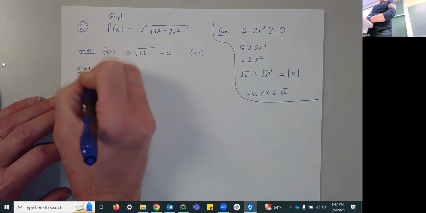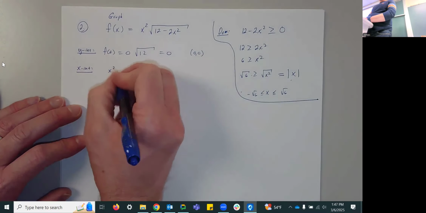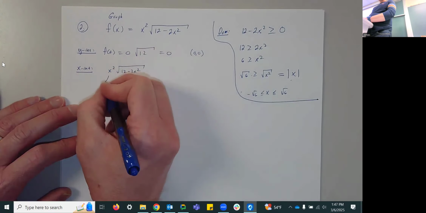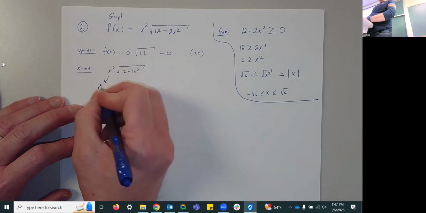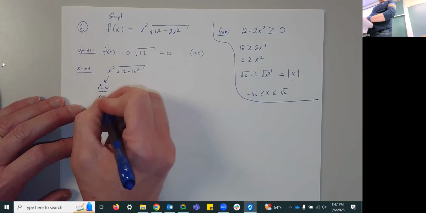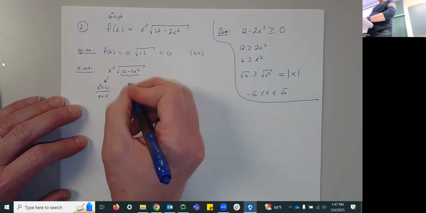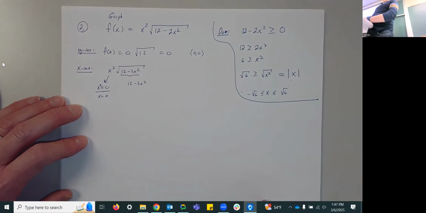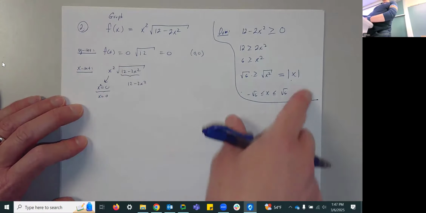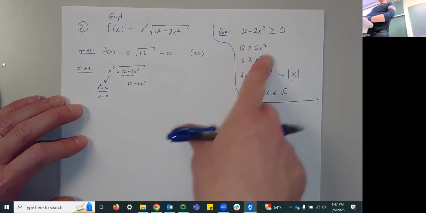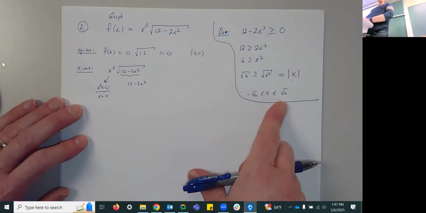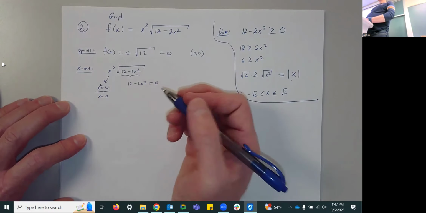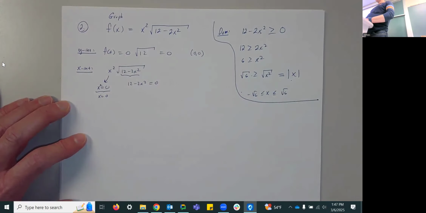X-intercepts, usual deal, set the whole thing equal to 0. When you've got something factored like this, you're just going to set each factor equal to 0. We already know that this factor is going to give us x equal to 0. Setting 12 minus 2x squared equal to 0, it'd be smart to utilize some of the work we already did. When we set this to be greater than or equal to 0, we got x between root 6 and negative root 6. Setting this equal to 0 should yield x equal to root 6 and negative root 6.